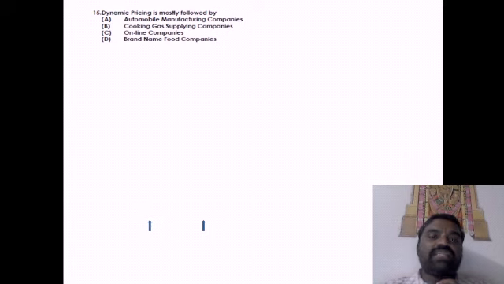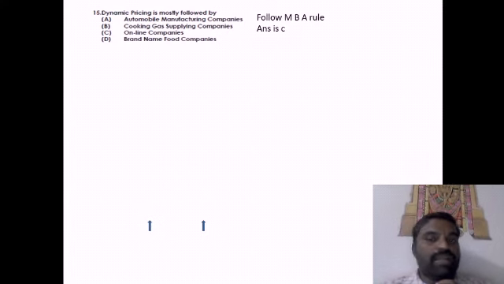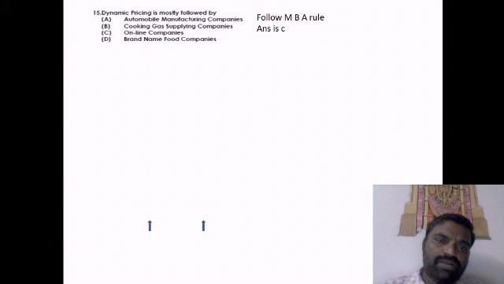Next one, dynamic pricing is mostly followed by, answer is C, online companies. Just here you follow the MBA rule, meaning management by avoiding. Automobile and manufacturing companies cannot change the price on a day-to-day basis, so it is not dynamic in nature. Cooking gas supplying companies also depend upon government norms or other things, so they also cannot change as they wish. And food companies which have a good brand name also cannot go for dynamic pricing. So the only exception is online companies, right?